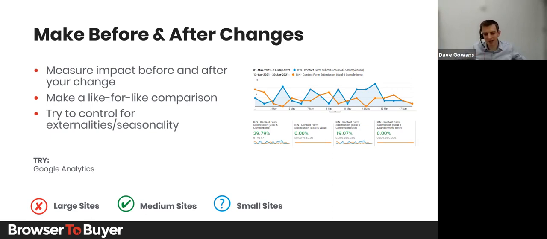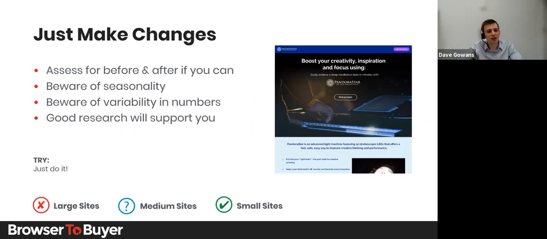Compare like for like periods, see if you can find a control page, part of your site that you didn't change, and see if there have been any changes in the conversion rate there. But it works well for medium and small sites. You can look and say this was better before and after. But even if you can't do that, I'd say, just go out there and make the changes.